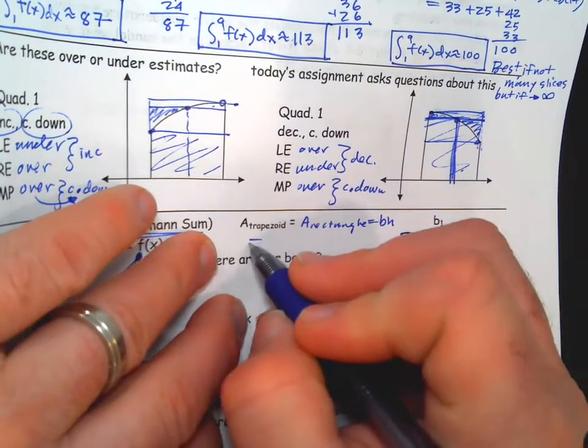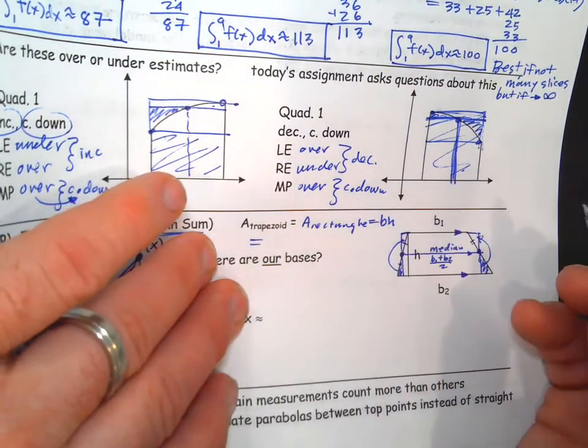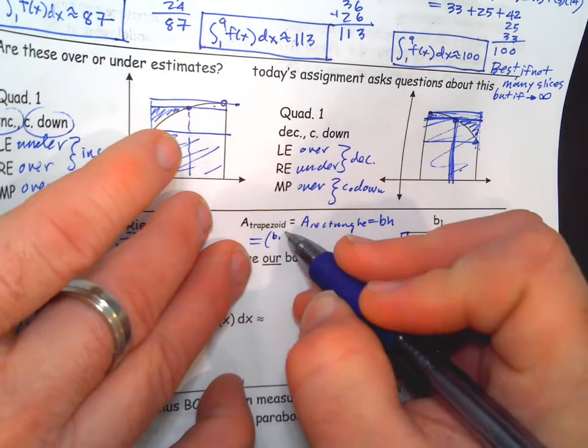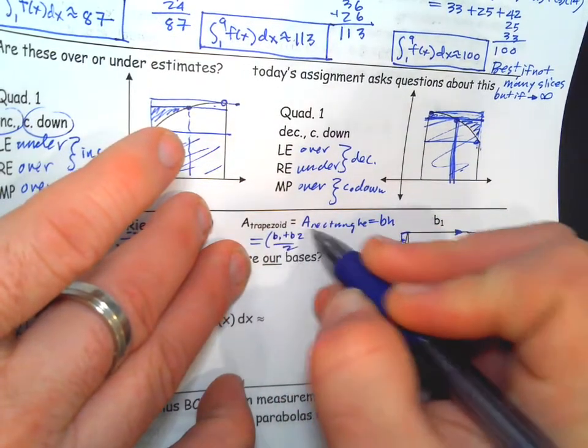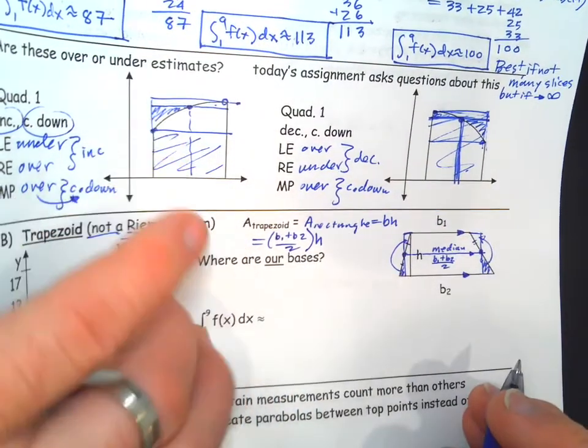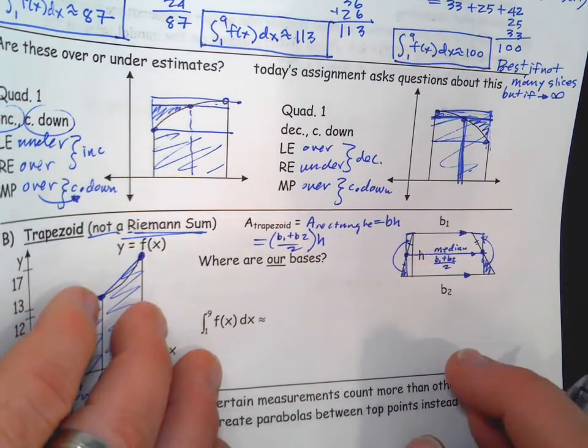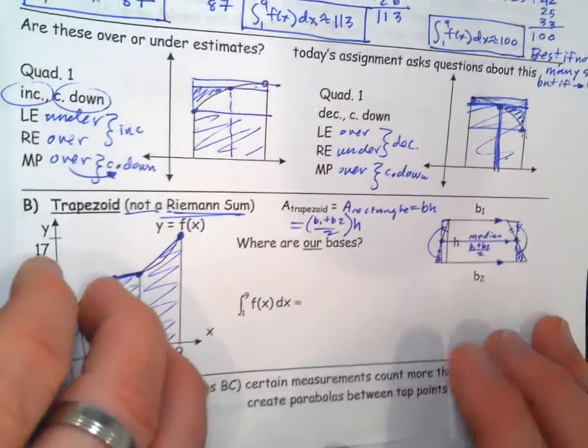So when I do the area of a trapezoid, I say, okay, well, it's base times height, but we're going to use the average of the bases times the height. It's just a rectangle, base times height, but there's two bases, so you just got to average them.